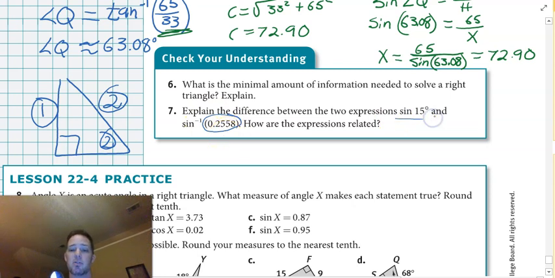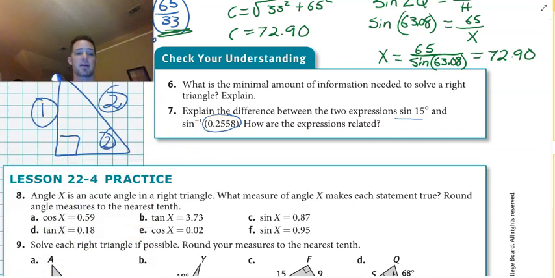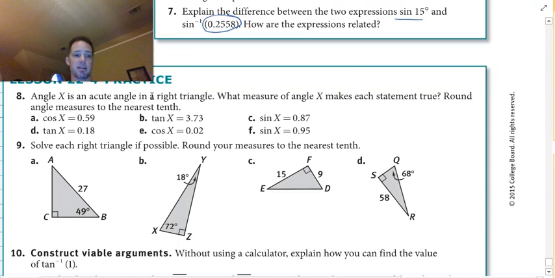So this will allow you to find the ratio between two sides, and this will allow you to solve for an angle given a ratio. How are they related? Obviously, they're both trigonometric functions and inverse functions that you would use on solving for right triangles. All right, now time for the lesson practice.